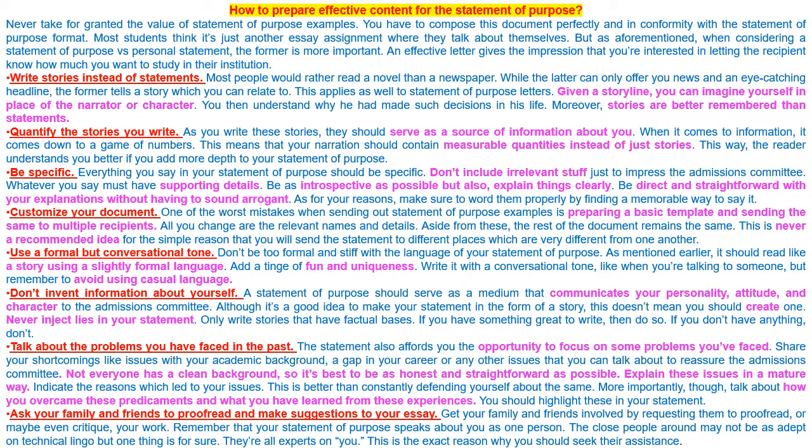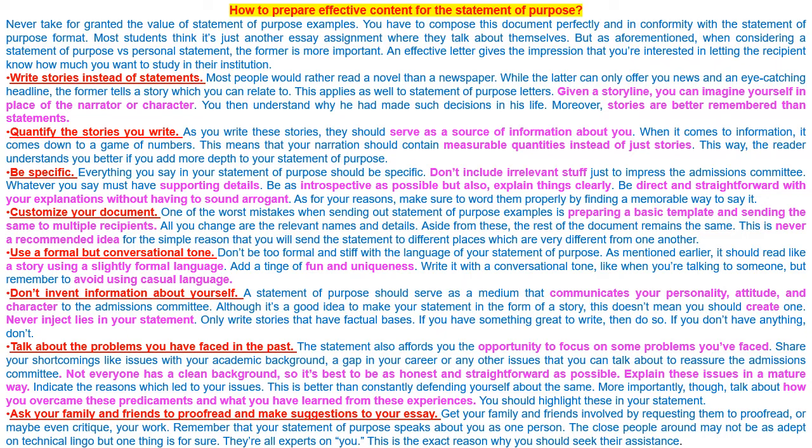Use a formal but conversational tone. Don't be too formal and stiff with the language of your statement of purpose. As mentioned earlier, it should read like a story using a slightly formal language. Add a tinge of fun and uniqueness. Write it with a conversational tone, like when you're talking to someone, but remember to avoid using casual language.